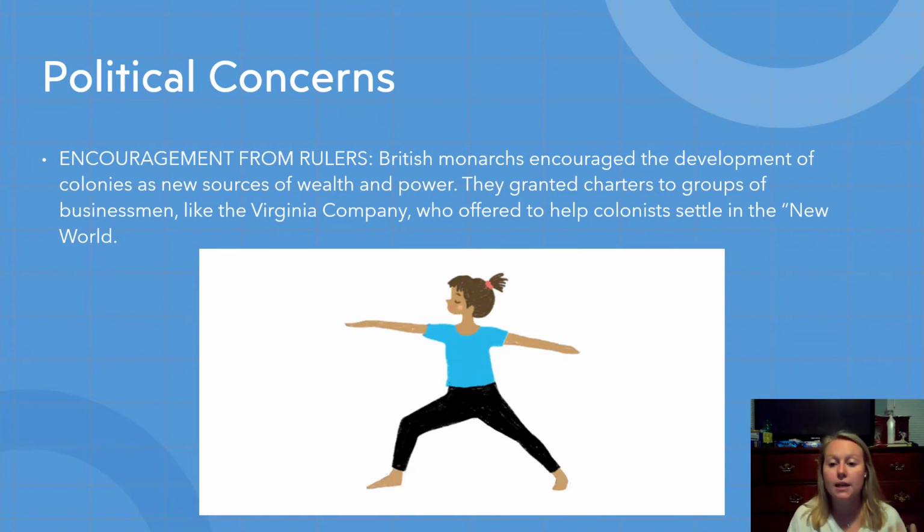So I want you to take this moment to just breathe and take in all the words that I'm saying. I'm going to repeat them again just so that I can make sure that you heard me. The first reason that the settlers came to America was for political concerns. They had encouragement from rulers. The British monarchs encouraged the development of colonies as new sources of wealth and power. They granted charters to groups of businessmen like the Virginia Company who offered to help colonists settle in the New World. All right, go ahead and take a big breath and return to just standing still.